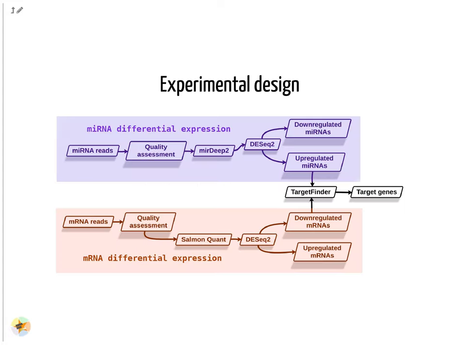We will now introduce the experimental design on which the analysis is based. As shown here, we can divide the analysis into three stages: differential expression analysis of microRNAs, differential expression analysis of mRNAs, and microRNA target identification. The starting hypothesis is that there should be sequence complementarity between upregulated microRNAs and downregulated mRNAs, signifying microRNA regulation.